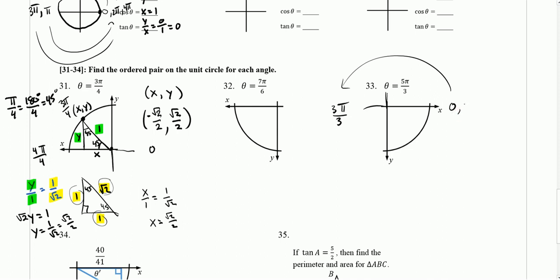This is 2 pi, but 2 pi is the same thing as 6 pi over 3. And 5 pi over 3 is closer to 6 pi over 3 than it is to 3 pi over 3. So we know we're in quadrant 4. And that's what's drawn here. So again, this is our reference angle.